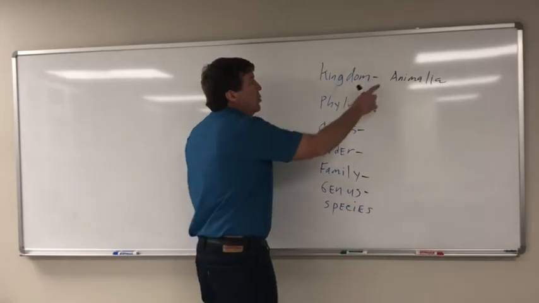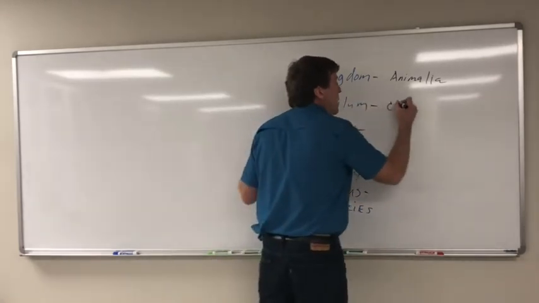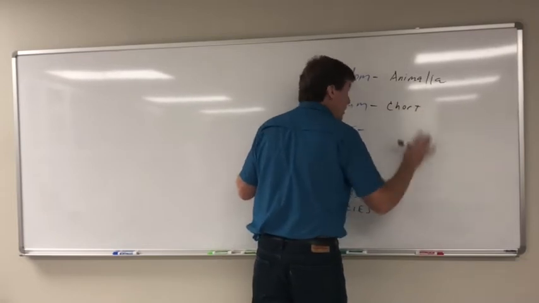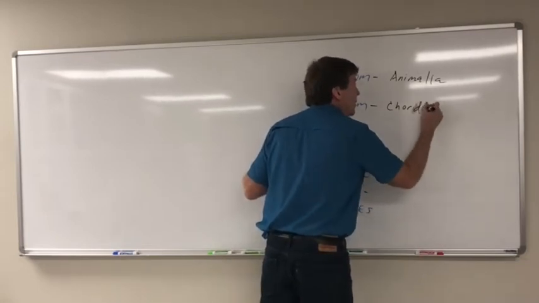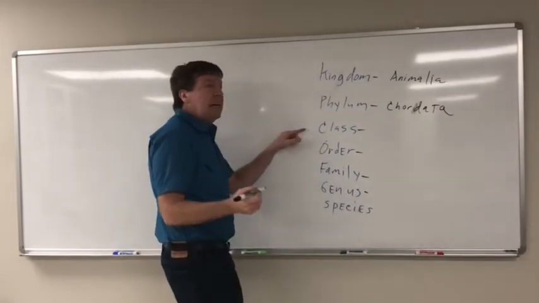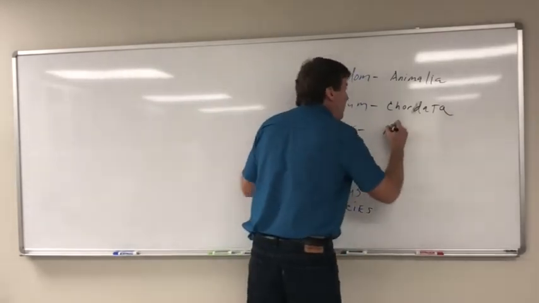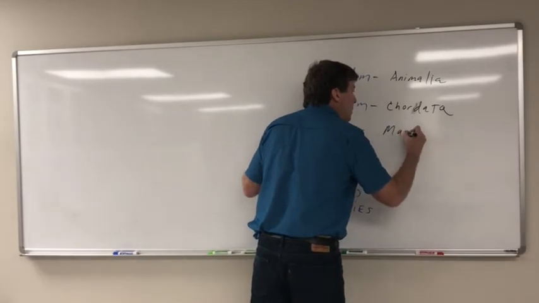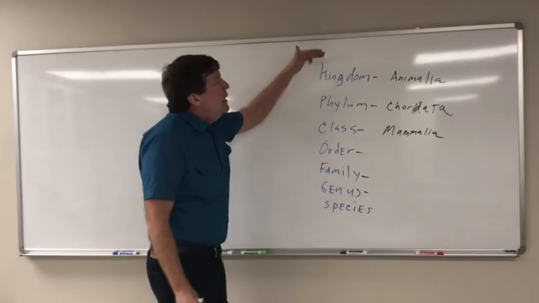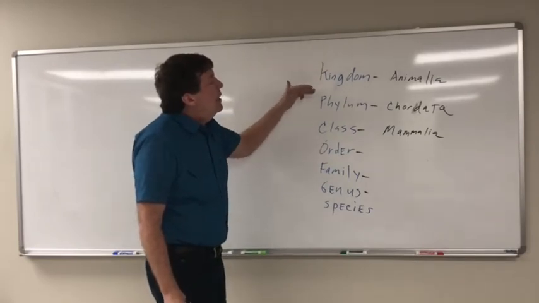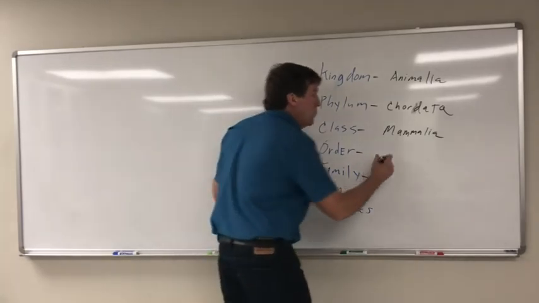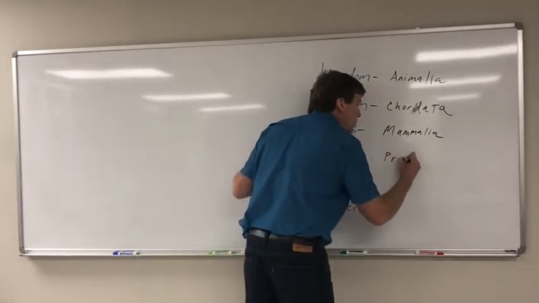So let's see here. We're in the kingdom Animalia. We're in the phylum Chordata. That's our phylum. We're in the class of Mammalia, or mammals. So we're in the kingdom of animals, the phylum Chordata, the class Mammalia. What order do we belong to? We're in primates.